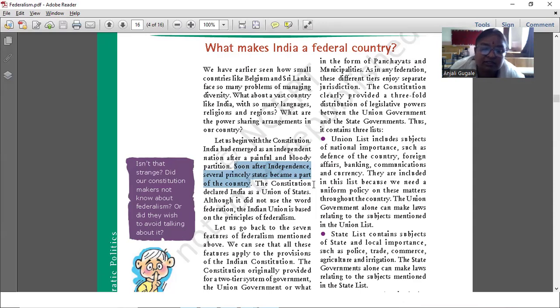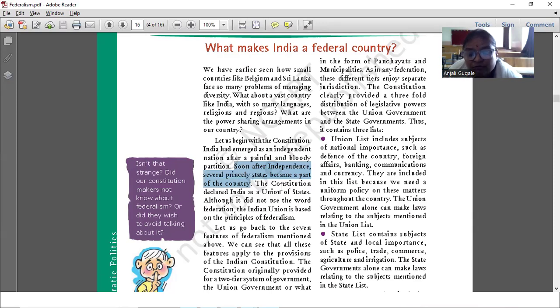Okay, now this boy is asking a question here. Isn't that strange? Did our constitution makers not know about federalism, or did they wish to avoid talking about it? It is not that they wished to avoid talking about it. It was just very early for our people to manage the administration of the country, after 200 years under the rule of the Britishers.